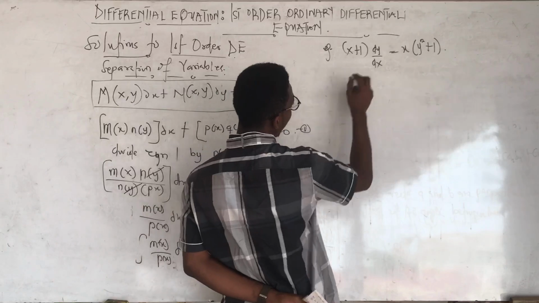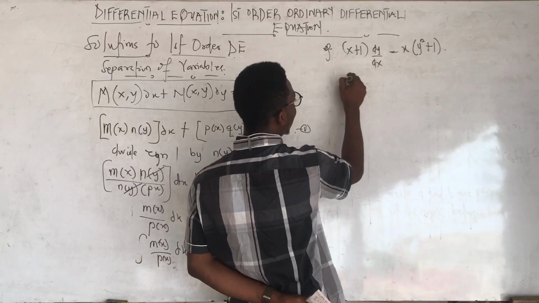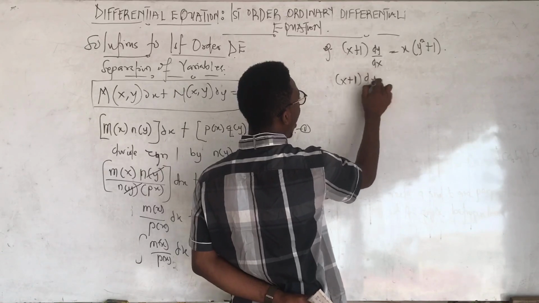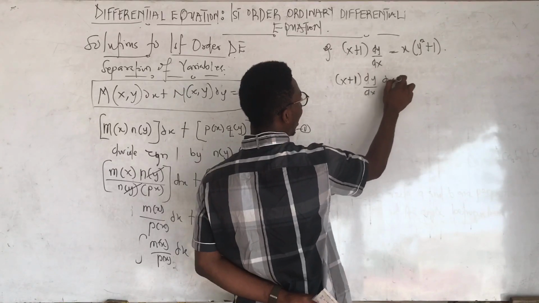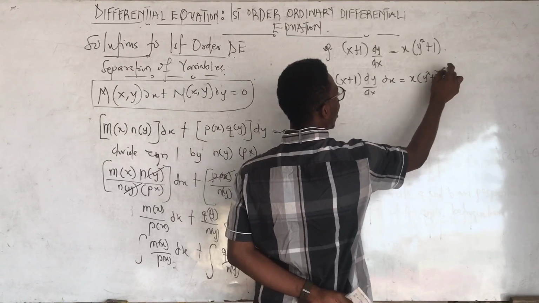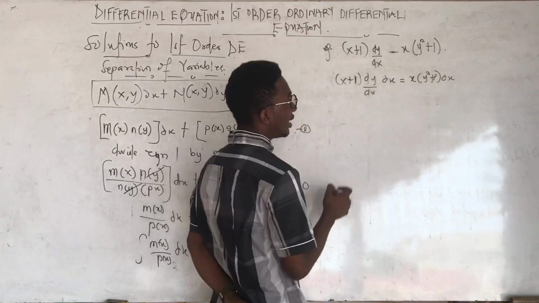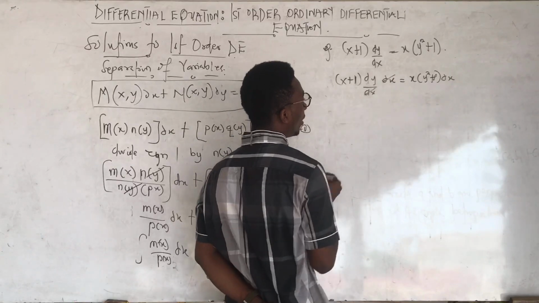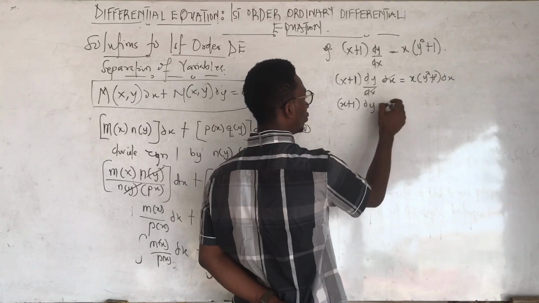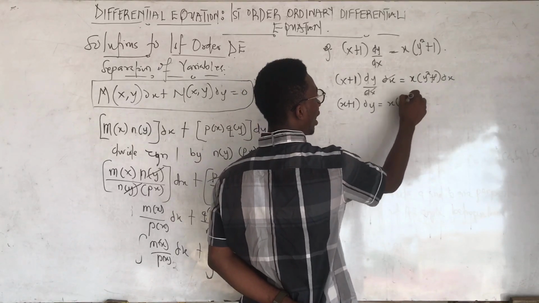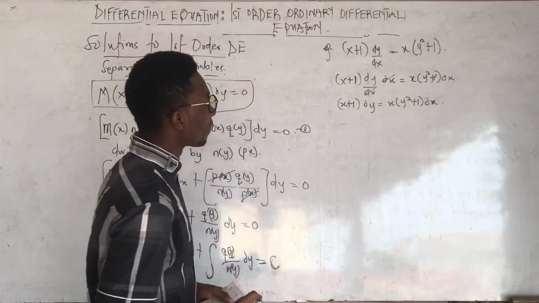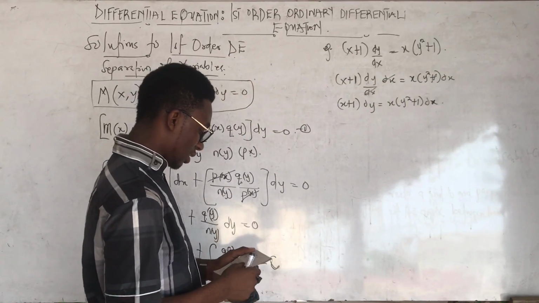So with doing this, you can multiply both sides by dx, so you get x plus 1, dy over dx, dx, which is equal to x into bracket y squared plus 1 dx. So you multiply both sides by the dx. So the dx will take the dx away. So we get x plus 1 dy, which is equal to x into bracket y squared plus 1 dx.